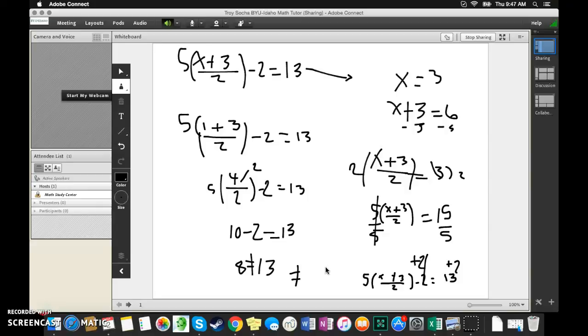If you plug in a number that's not the solution, you will not get 13 equals 13. There's no way, because x only equals 3. We showed that with our math. There's no x equals 1, x equals 2. X only equals 3. So why is it important that we know what x equals? X could be anything. Can't we just plug a number in? Well, no. Because there's only one solution that makes this equation true. And that's 3.